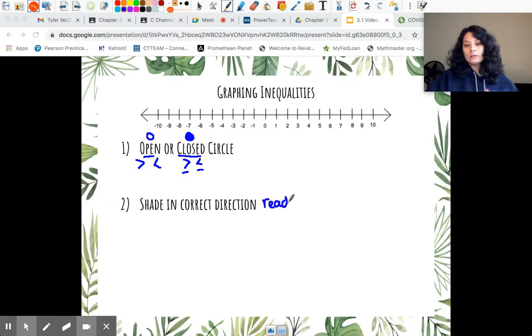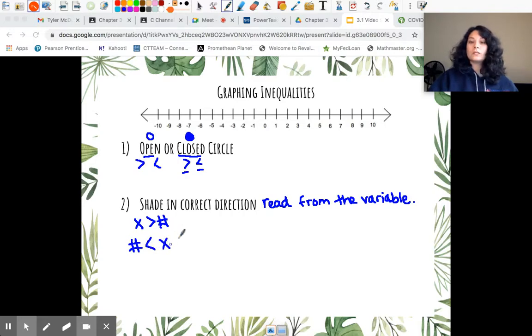So read from the variable first. Okay, so for example, x is greater than a number. The open part is facing your variable. Or like this, if you had your variable on the right side and that open part was still facing the variable, you're going to shade to the right.